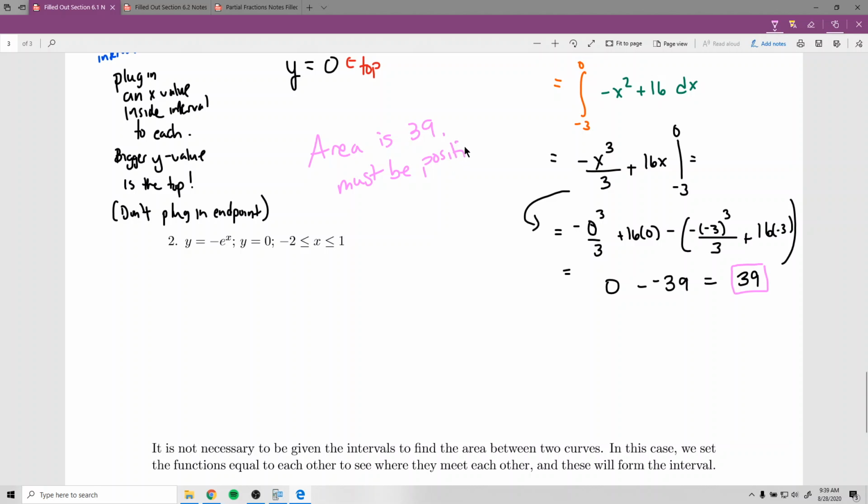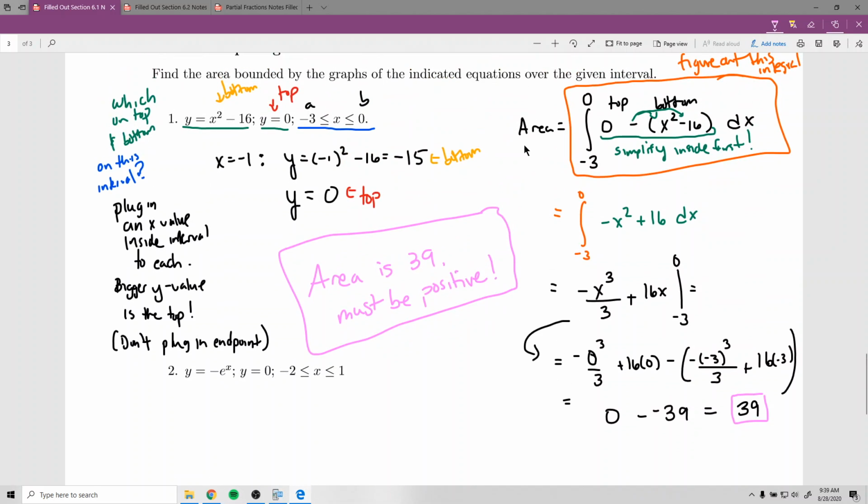Right, area cannot be negative. The definite integral can be negative, but when we set it up specifically to do the area, it must be positive. So if you solve one of these area problems in 6.1 and get a negative number, you're definitely wrong. Now you might only be wrong by a negative sign if you do these backwards, so you actually do bottom minus top. Like if I did these backwards, then I would actually come out with negative 39. So I'd only be off by a negative sign, but you need to fix it.